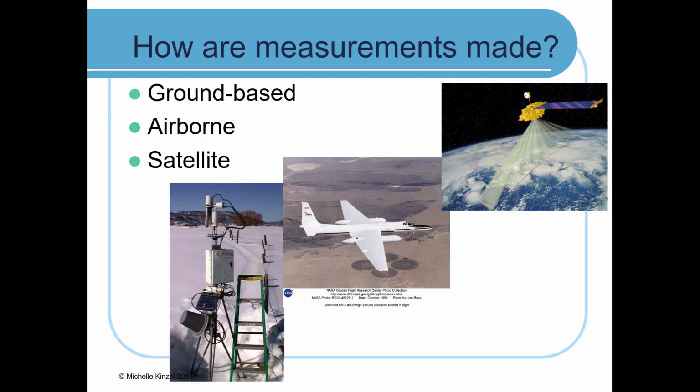So how are measurements made? Well, here are three basic examples. We have ground-based, airborne, and satellite. In the lower left example, we have a ground-based system that is collecting weather phenomenon in a field. In the middle is an airborne flight flown by NASA, and then in the upper right is an artist's picture of a satellite sensor orbiting the Earth.